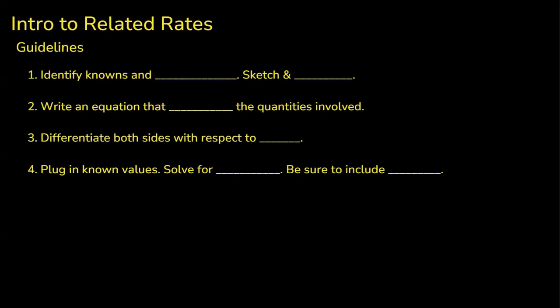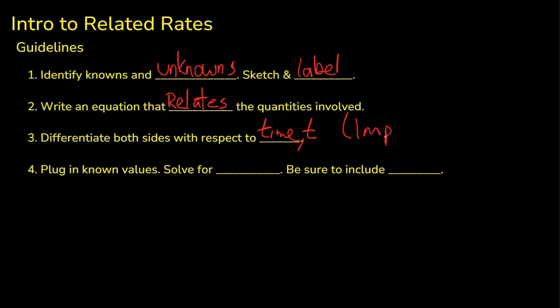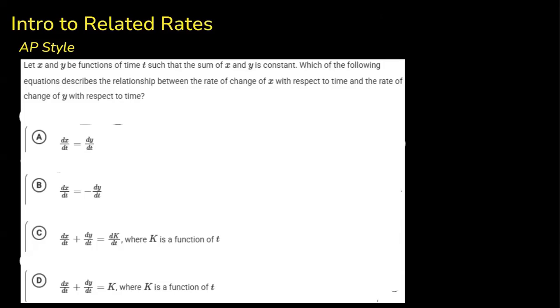Now, I just want to give you some quick steps, some guidelines for how to solve related rate problems. First, you want to identify your knowns and unknowns. Then you want to sketch and label a diagram if that's necessary. Then you want to write an equation that relates the quantities involved. Then third, you want to differentiate both sides with respect to t, or time. And remember, you're using implicit differentiation here. Then you plug in your known values, solve for your unknown, and be sure to include any units if there are units involved.